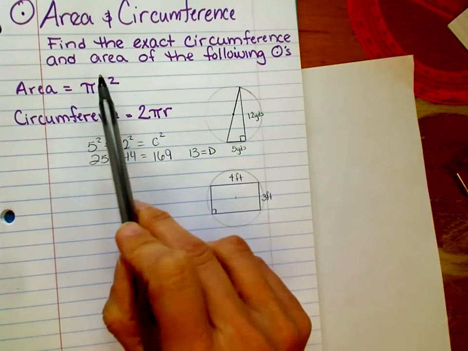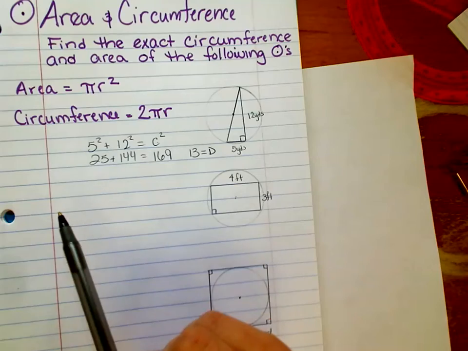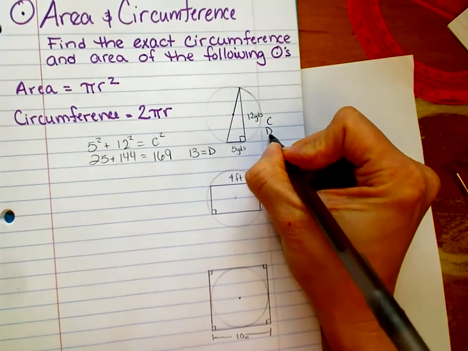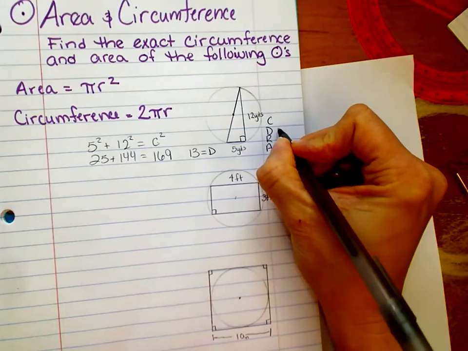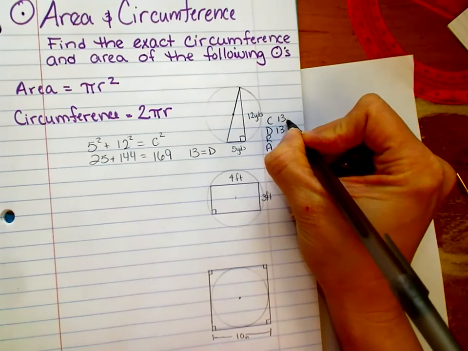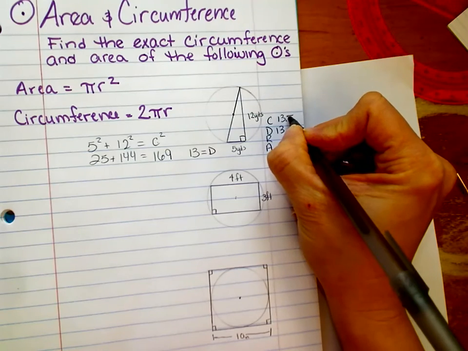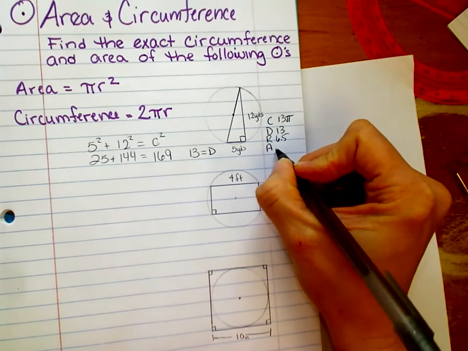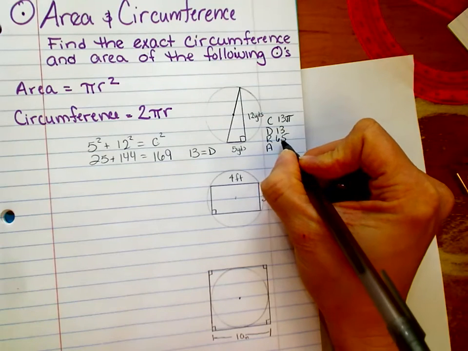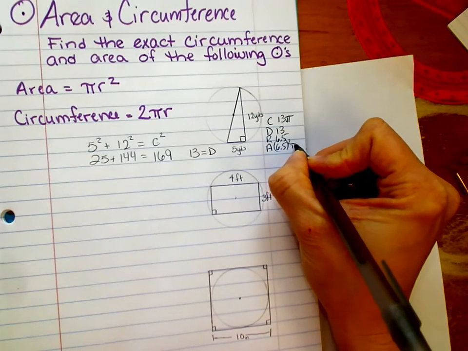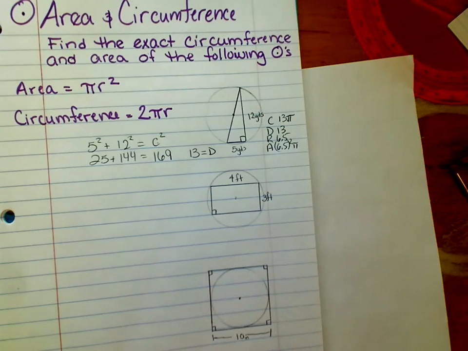They're asking for the circumference and the area, and when it says exact, that means with pi. So if I write down C, D, R, A, and I know my diameter is 13, then I know my circumference is going to be 13 pi. Half of 13 is 6.5, and the radius squared, I have to square the radius and put pi back on. So 6.5 squared times pi, and you could figure that out in your calculator what 6.5 squared is. But that's how you would do that one.